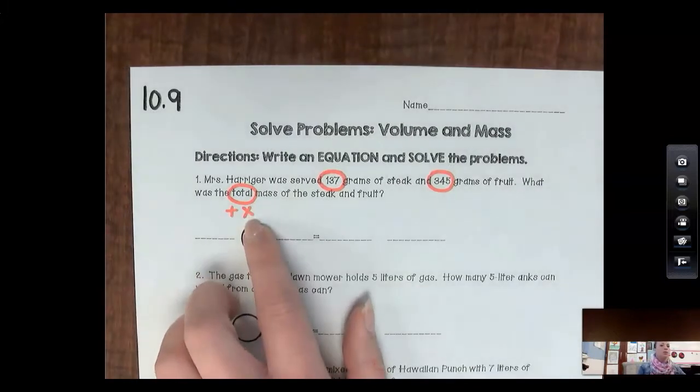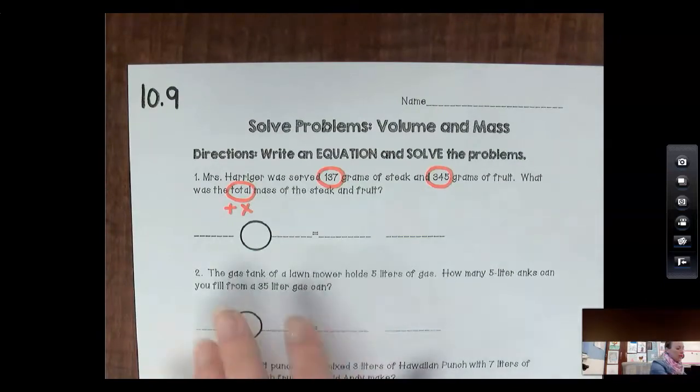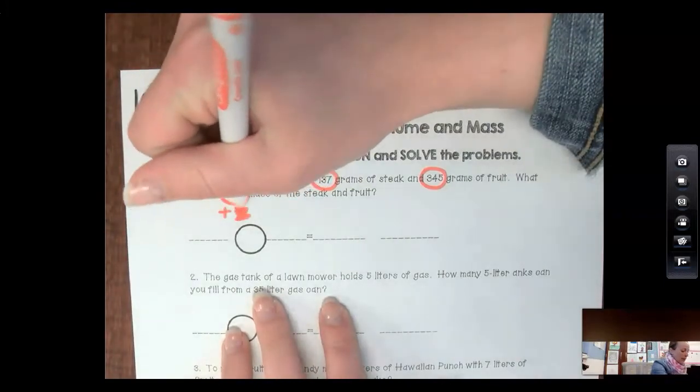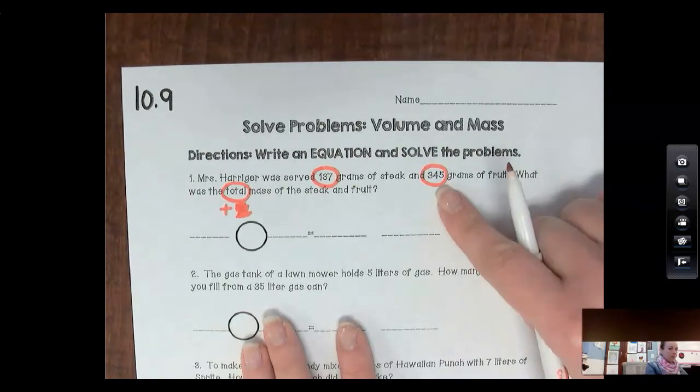Multiplication means that I have groups. Do I have any groups of anything? Baskets, packages, boxes, anything like that? No, I don't. I don't have any types of groups, so it can't be multiplication. That means it has to be addition. So we are going to write our numbers. We're going to write the bigger number first.